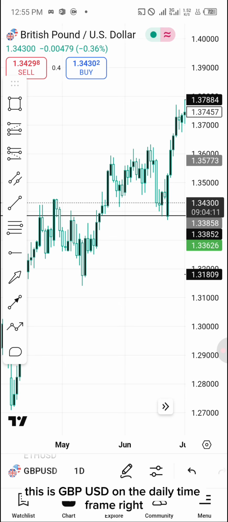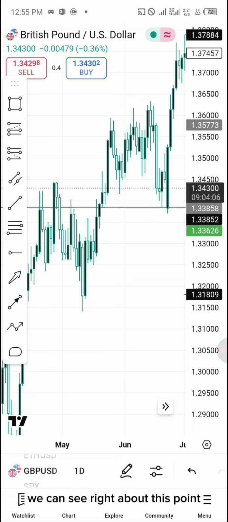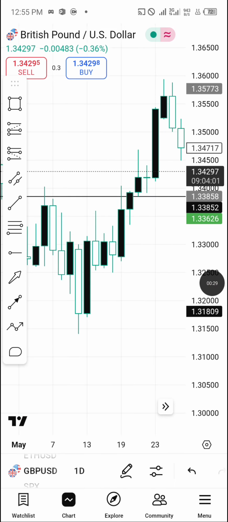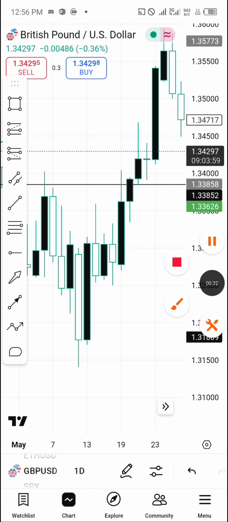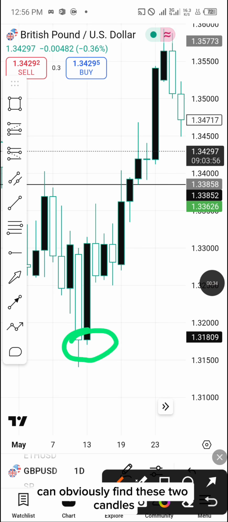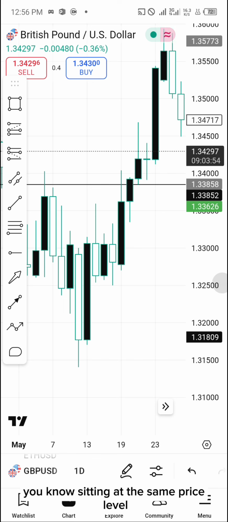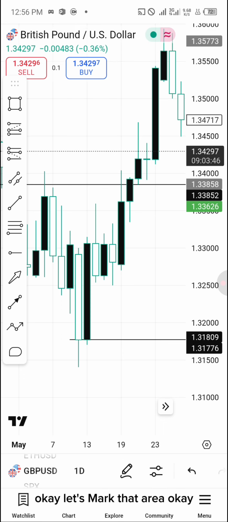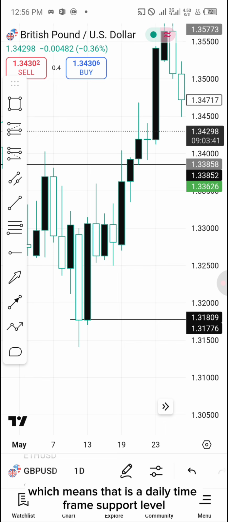This is GBP on the daily time frame, right? Now, obviously, we can see right about these points that we can find two candles right here, sitting at the same price level. Now let's mark that area and see what it looks like. Okay, let's mark that area. Now you can obviously see that I just marked that on a daily time frame, which means that is a daily time frame support level, guys.